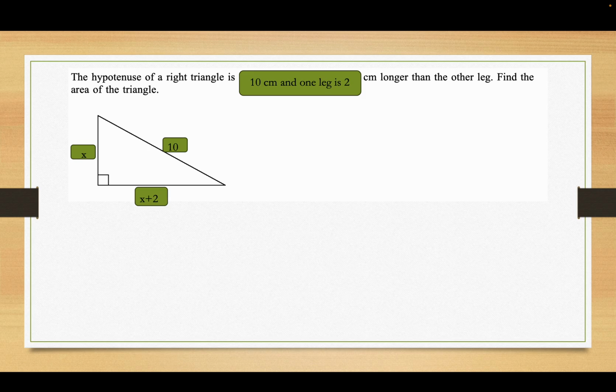Ready? Leg squared plus leg squared is hypotenuse squared. The first leg is x. The second leg is x plus 2, equals the hypotenuse, which is 10 squared. So I do x squared, but then I've got to do x plus 2 squared. And to square something means to multiply it by itself. So that's x plus 2 times x plus 2, and then that'll equal 100, because 10 squared is 100.